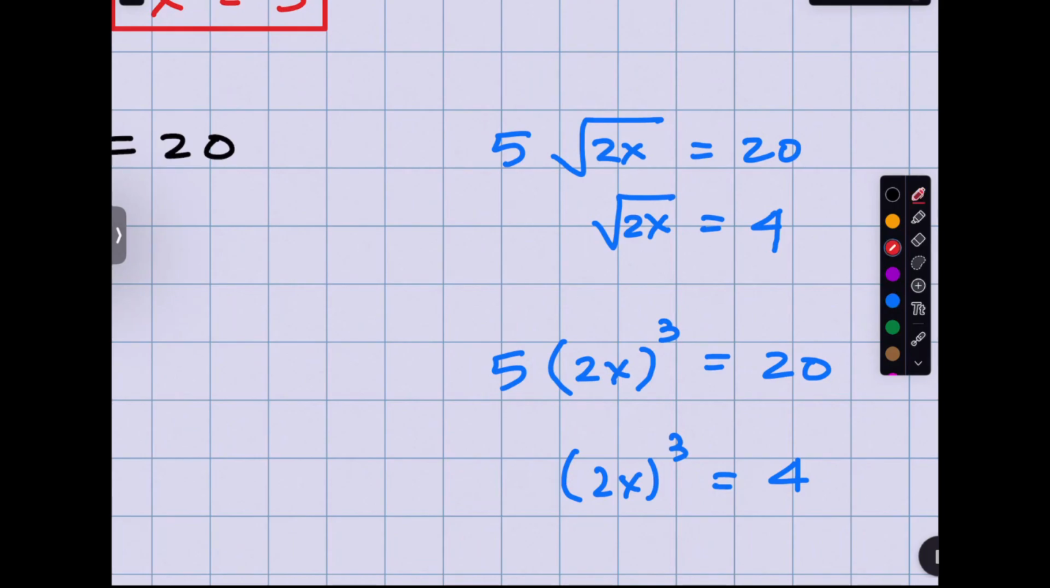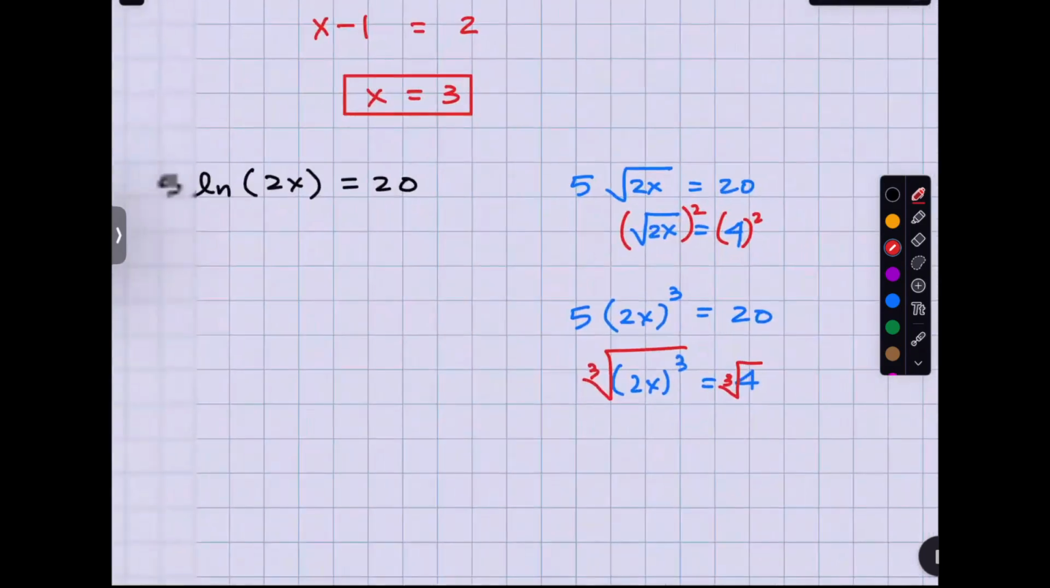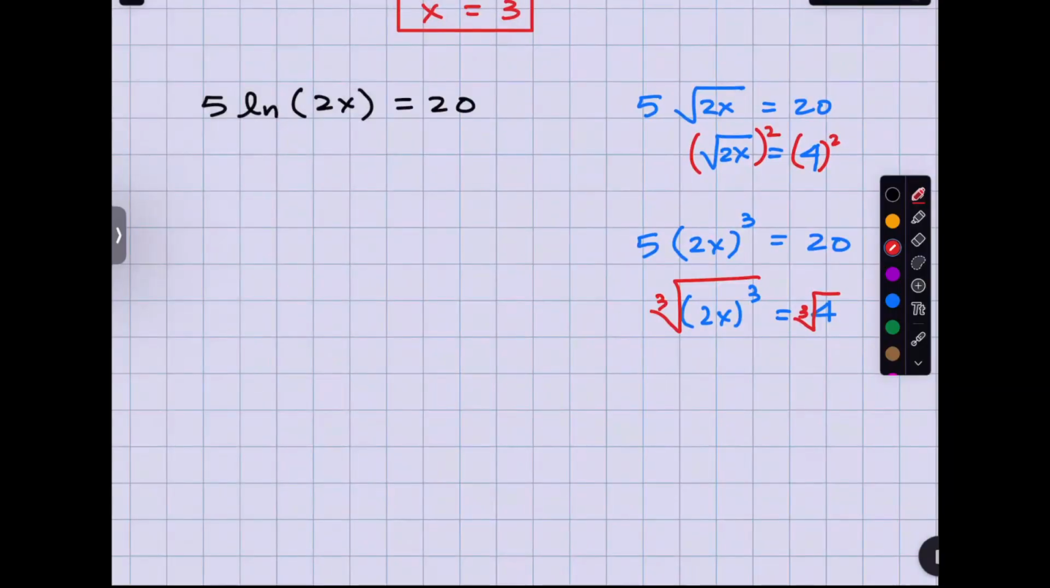You would square both sides because squaring and the square root are opposite operations of each other. And how about down here? You would take the cube root on both sides because the cube root is the opposite operation of cubed. That makes sense to me. Guys, these two problems are not any different. They're exactly the same.